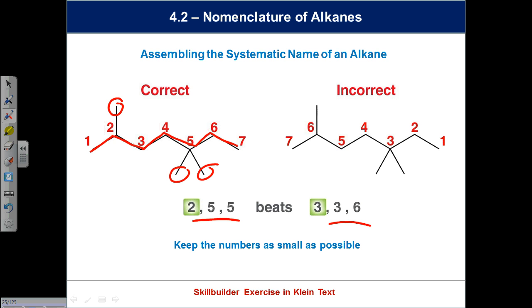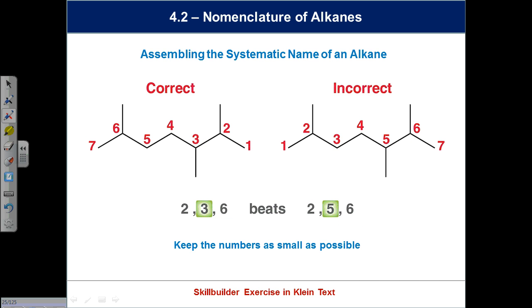I've got 3 of them. So what prefix should I use for 3? Tri, T-R-I. And they are methyls, so trimethyl. And then I have to tell the reader where they are. I could say 2,5,5, or I could say 3,3,6. There's 2 wins. Look at the first number, keep it as small as you can, that typically wins.